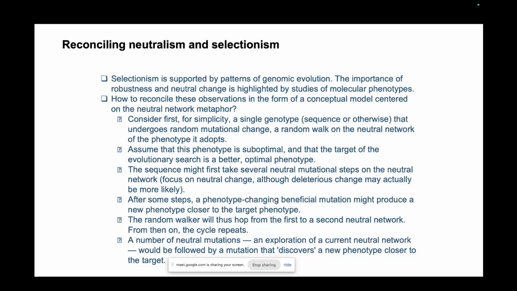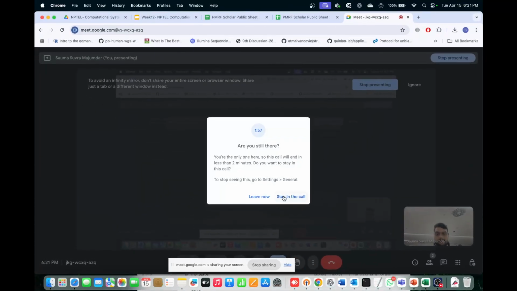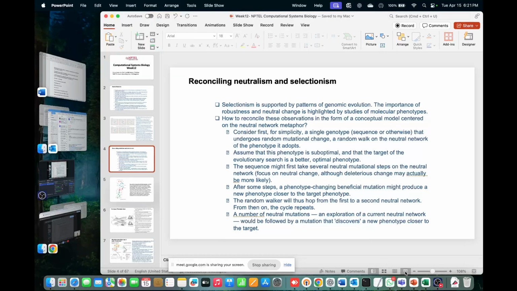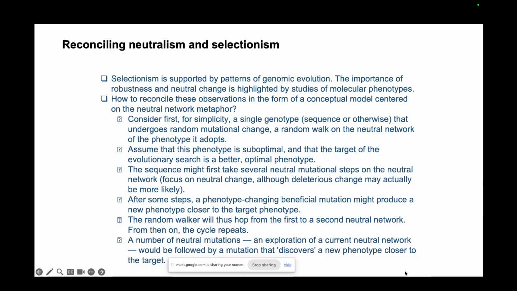So, we were talking about the relationship between neutralism and selectionism. That you have these small baby steps of neutralism that can ultimately lead to selectionism. So you can move in the direction of selection by the small random mutations, which will produce the same phenotype as your unmutated gene or unmutated genome, and taking these small baby steps of neutral changes can lead to discovery of a newer phenotype, which is closer to the target.